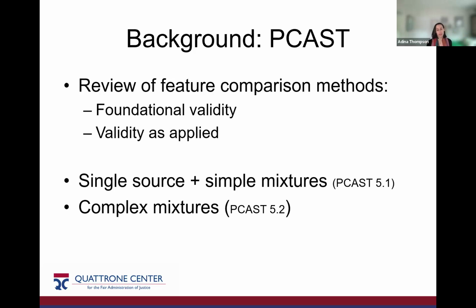And there were two parts of the PCAST report that dealt with DNA. One part dealt with single source mixtures and simple mixtures. So that's DNA that comes from one person or two people. And another part dealt with complex mixtures. Complex mixtures are when we're talking about mixtures of DNA that contain two or more people. And as DNA testing science becomes more sensitive, we're finding that more often we're getting complex mixtures in evidentiary samples.